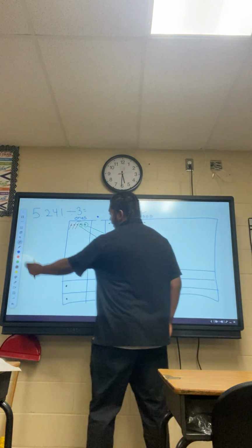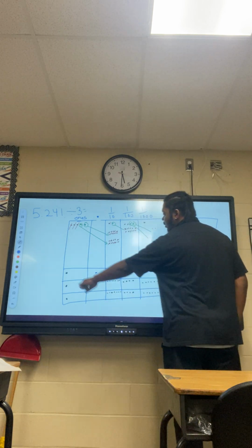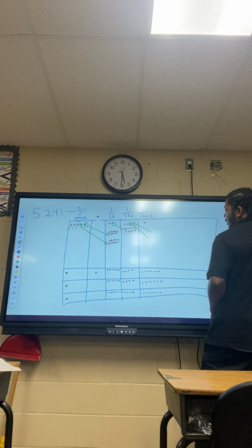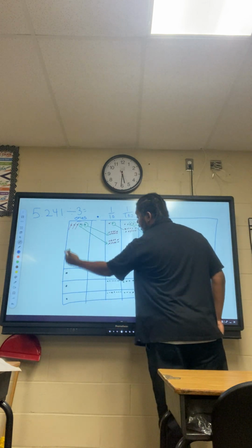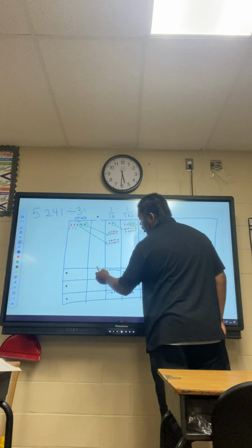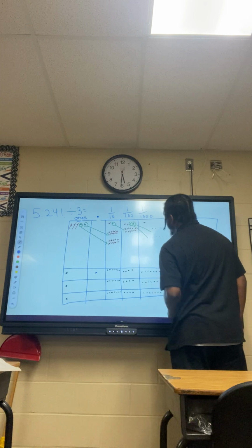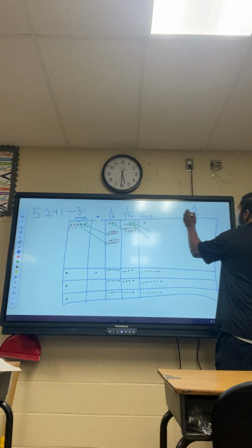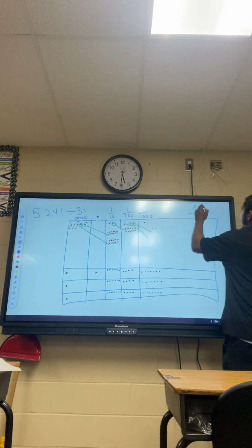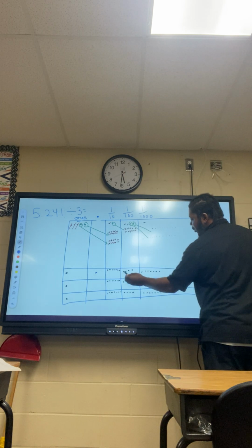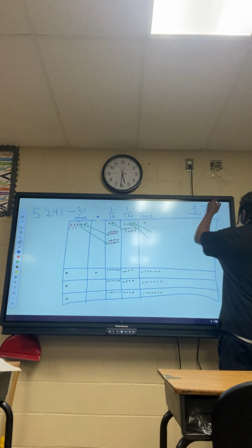So we can say our answer. The way that we say our answer is we only read one of the strips, okay? We only read one of the slots. So if we have a 1 in the ones place, then we say 1. Point. How many tenths do we have? We have 1, 2, 3, 4, 5, 6, 7. We have 7 tenths. We had 4 hundredths. And we had 7 thousandths.